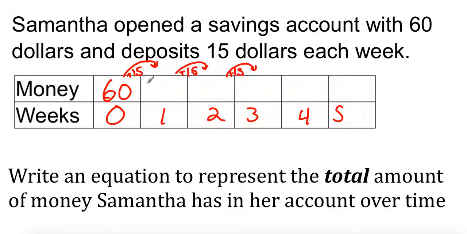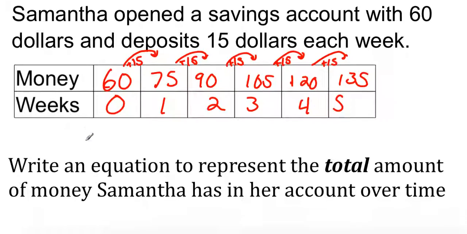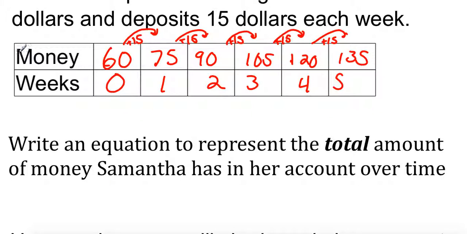So from 60, after the first week, we can assume that she'll have 75. After that, she'll have $90. After that, she'll have 105. And we'll keep increasing by $15 a week till we have 120. And in the fifth week, we should have 135. Now that we have a table and we know the rate of change and her beginning point, we're going to write an equation comparing the total amount of money she has to the time that's passed by.